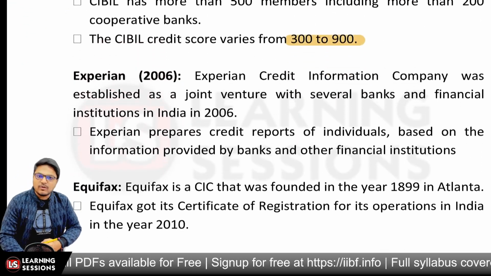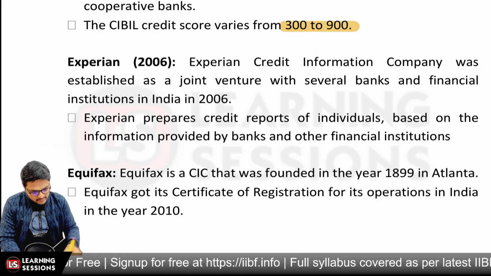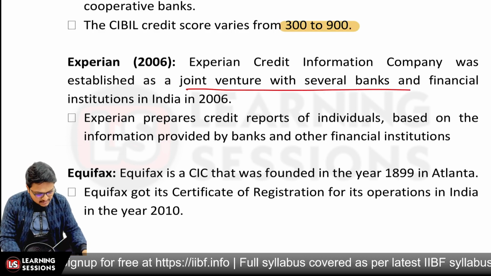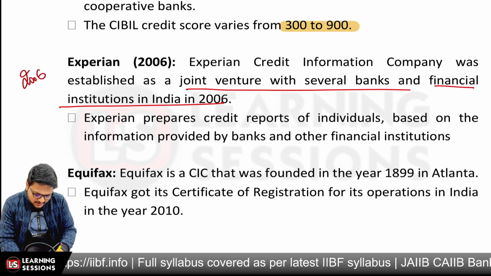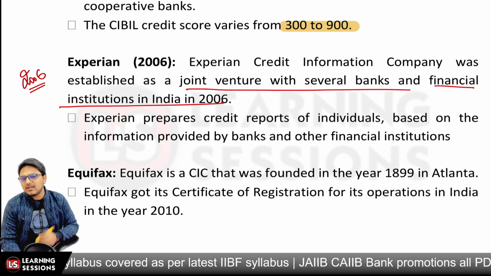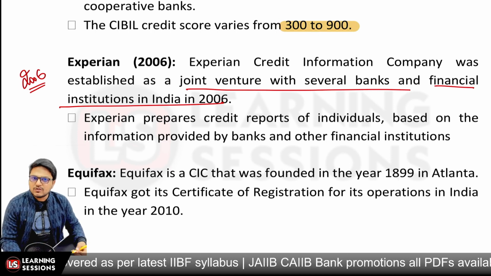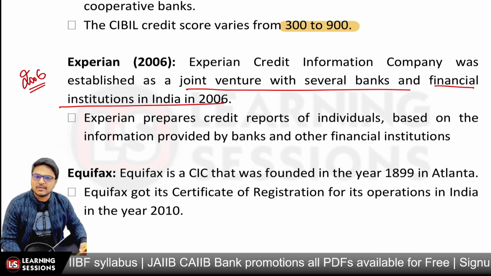After that it's Experian. Experian Credit Information Company was established as a joint venture between several banks and financial institutions, in the year 2006. Experian prepares the credit reports of individuals based upon the information provided by the different banks and financial institutions in India, right?